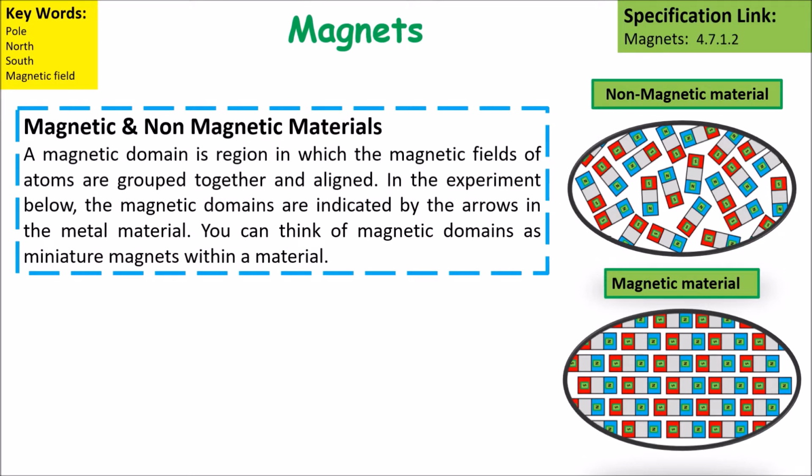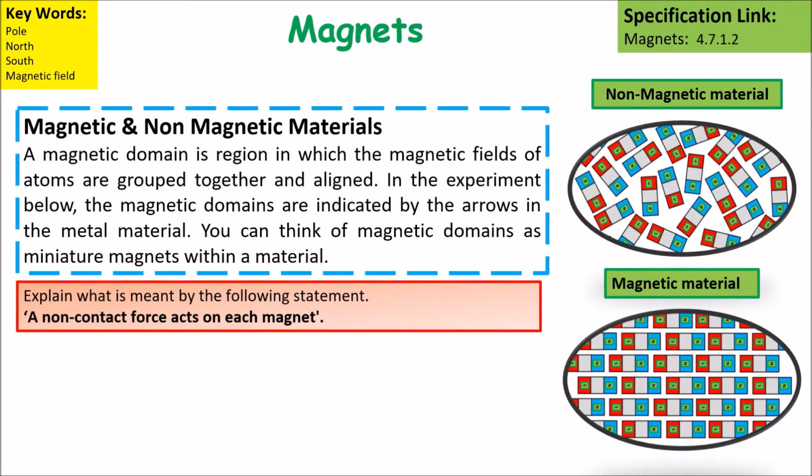So a magnetic domain is the region in which the magnetic fields of atoms are grouped together and aligned. In an experiment, you can show that the magnetic domains are indicated by arrows that show which way the magnets are facing. You can think of the magnetic domains as miniature little magnets within the material. If we look at these two diagrams, in a magnetic material all of the norths are facing one way and all of the souths are facing one way, whereas in a non-magnetic material they're all kind of jumbled up.